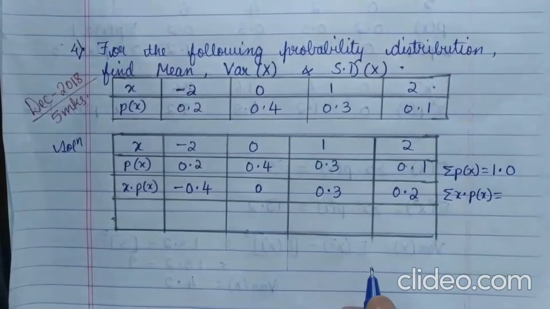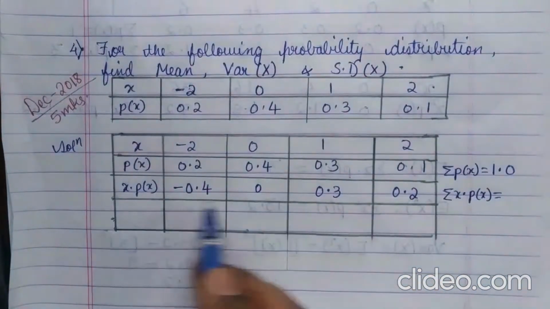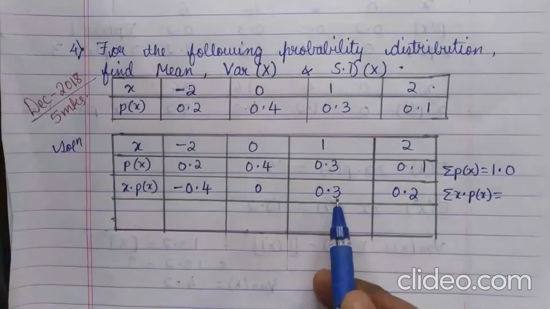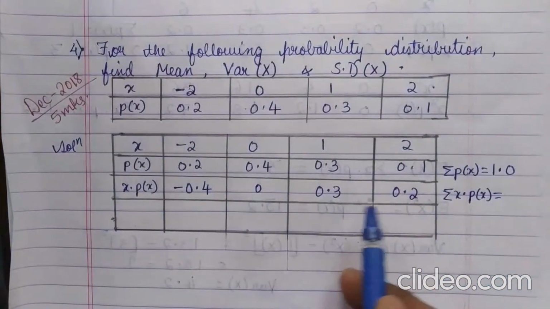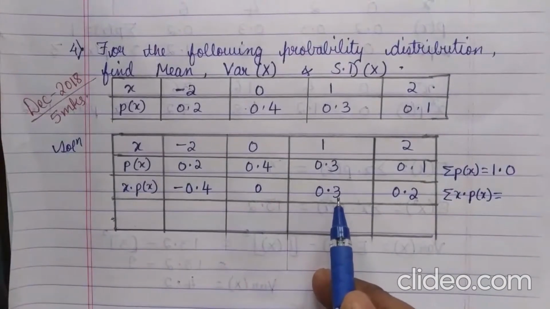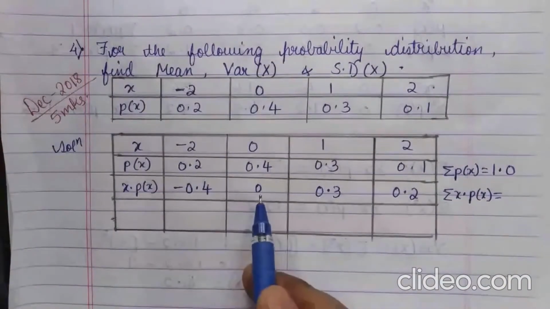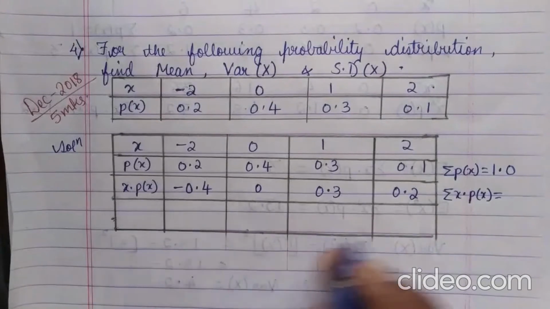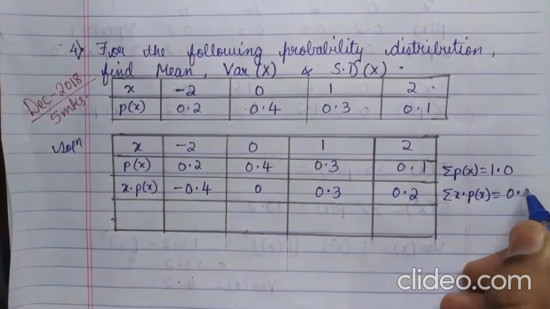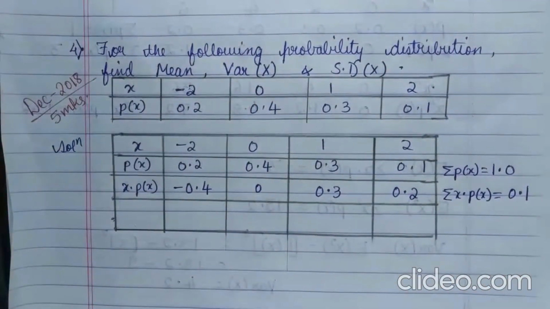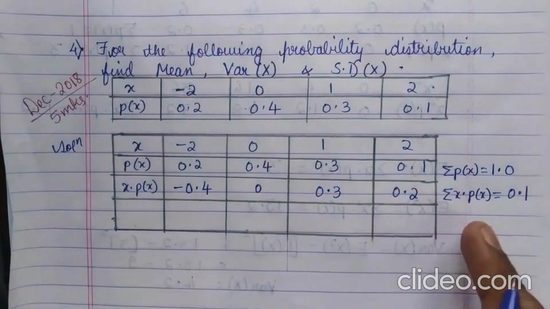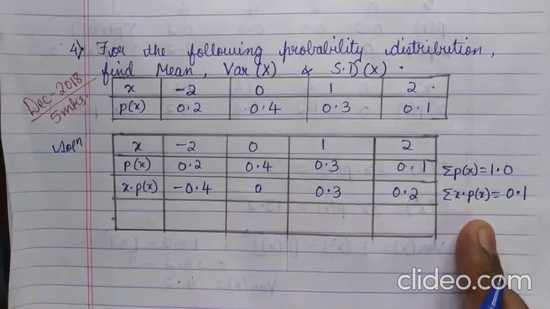What is summation x into p of x? That is, add up all this. Use your calculators. 2 plus 3 is 5, 5 plus 0 is 5, 5 minus 4 is 1. So it is 0.1. So we have got the value of e of x.